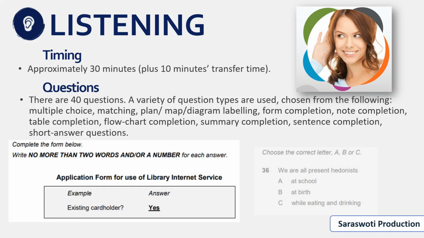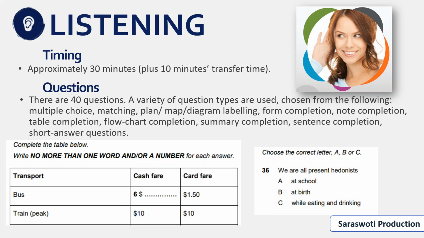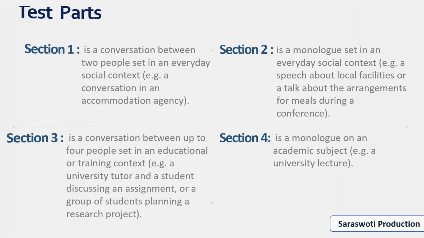A variety of question types are used, chosen from the following: multiple choice, matching, plan, map, diagram labeling, and so on. Test parts. There are 4 sections. Section 1 is a conversation between 2 people set in an everyday social context. Example, a conversation in an accommodation agency.